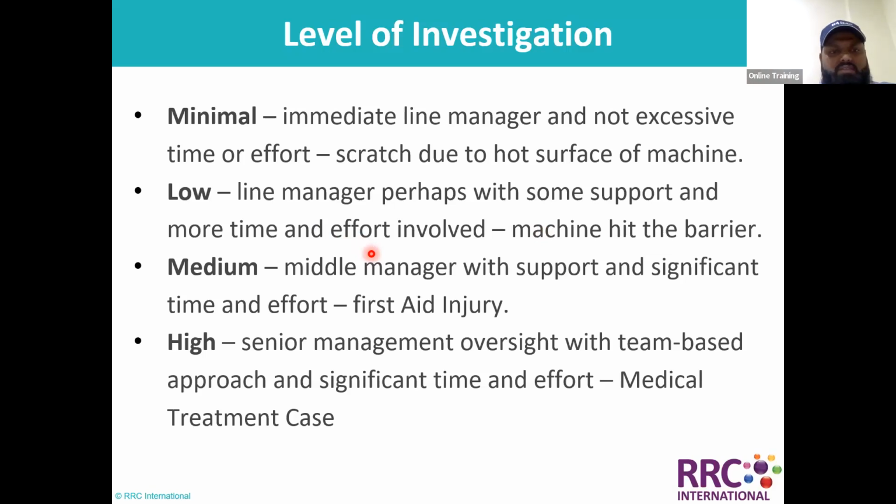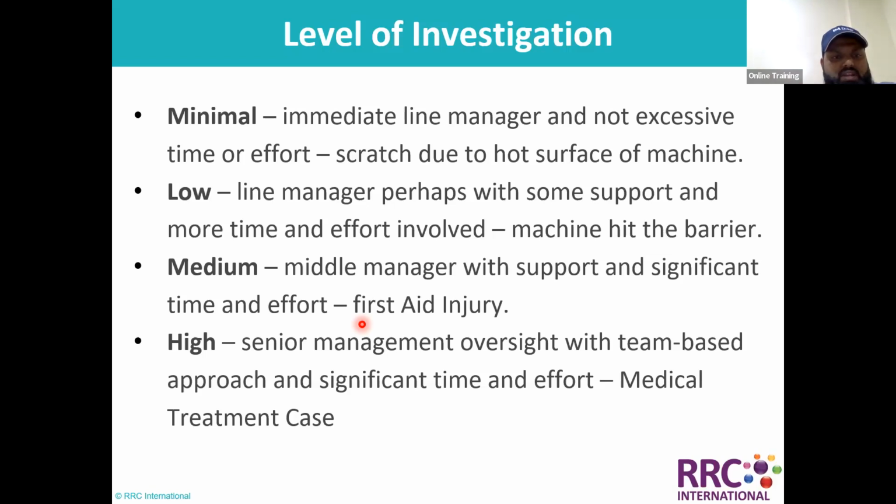In case we are having any kind of first aid injury, then the middle manager, by the way, over here the meaning of line manager, you can consider your engineers or your safety coordinators. Then the middle manager with support and significant time and effort, for example, a first aid injury. Usually whenever we are having a first aid injury, the scenario is that your manager comes and he usually investigates. Okay, we call it the medium level of investigation.